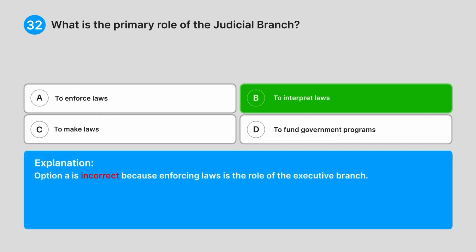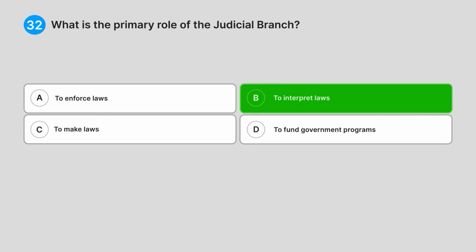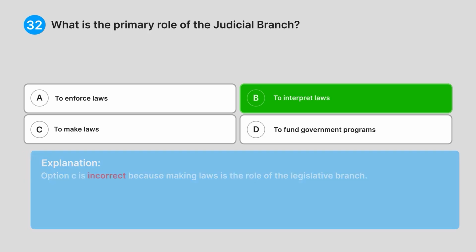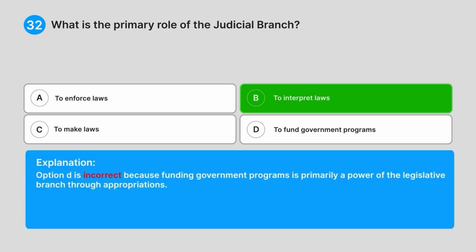Option A is incorrect because enforcing laws is the role of the executive branch. Option C is incorrect because making laws is the role of the legislative branch. Option D is incorrect because funding government programs is primarily a power of the legislative branch through appropriations.